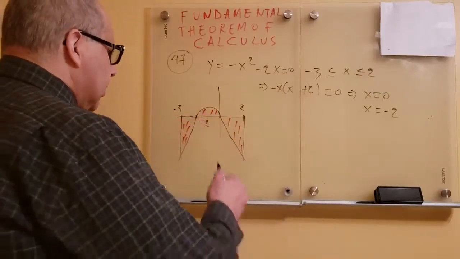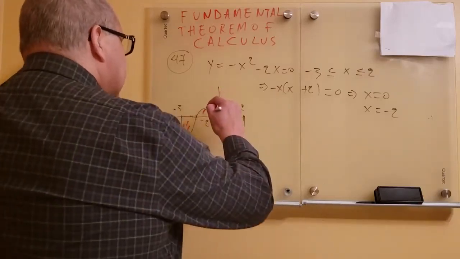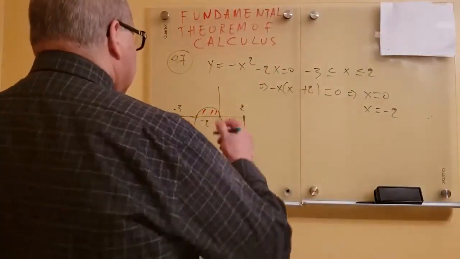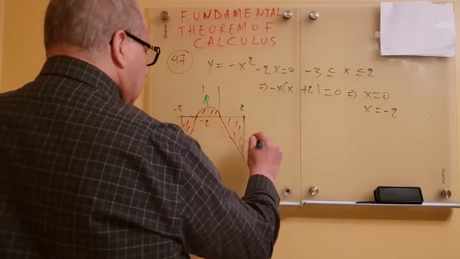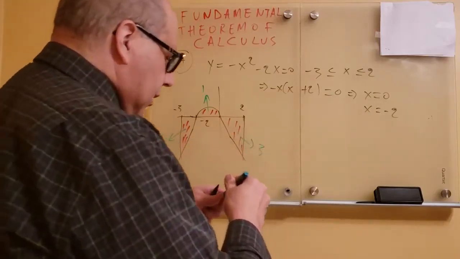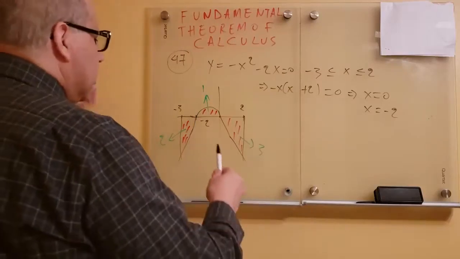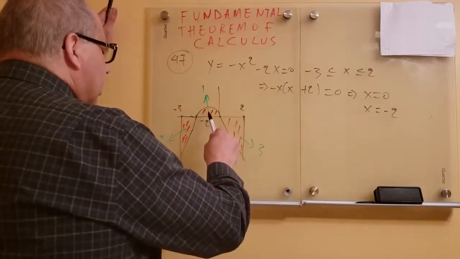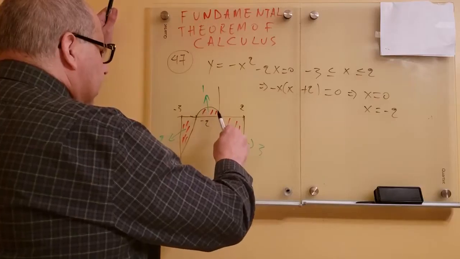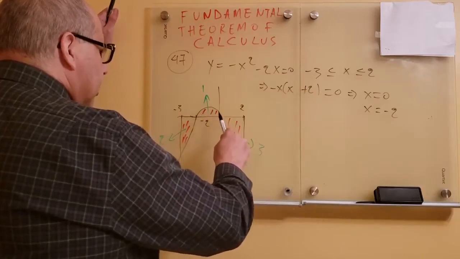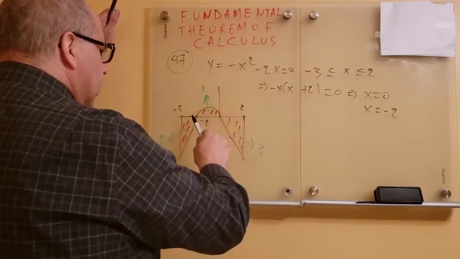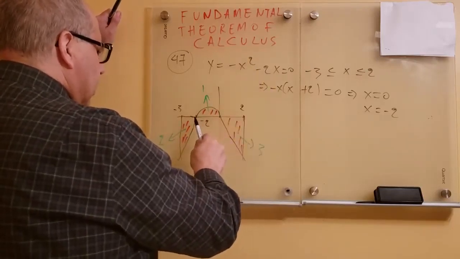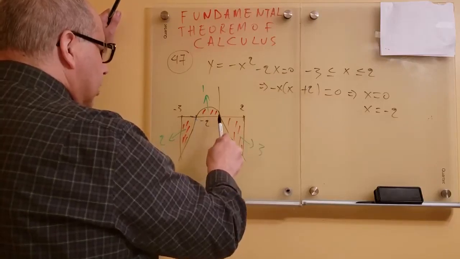What do I mean by this? Let's first of all say that this is area 1, this is area 2, and this is area 3. So let's start from 1. The area 1 is bounded by this curve here, which is of course the graph of this function, and has limits the points -2 and 0.